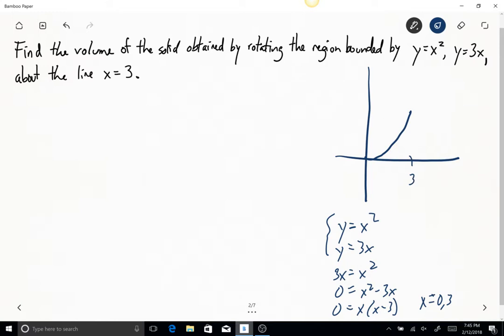Now you pick a number in between there, just plug it in. So if I plug in 1, for example, notice we get y equals 1 squared, so that would be 1 comma 1, versus the second one would be y equals 3 times 1, so 1 comma 3. So the line actually lies on top. And so hopefully that makes sense. If not, let me know. I'll be happy to clarify a little bit more. But so we're looking at this region enclosed right here. Okay, and once again we have y equals 3x on top and y equals x squared on the bottom. And we are rotating about the line x equals 3. So this is where we're rotating.